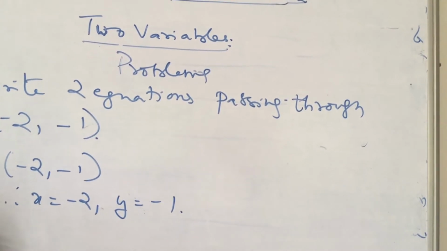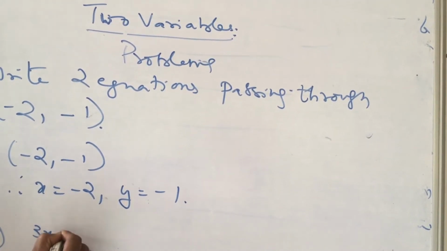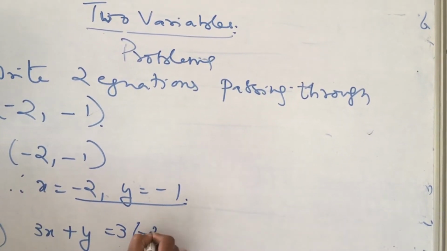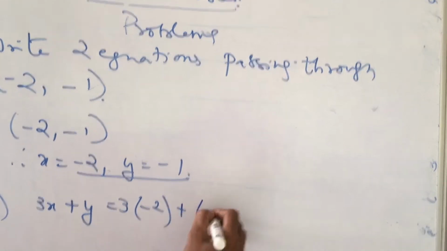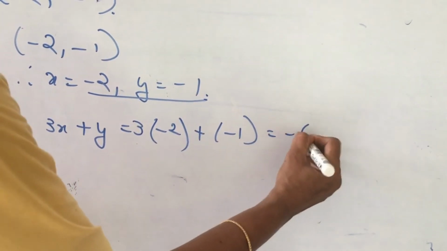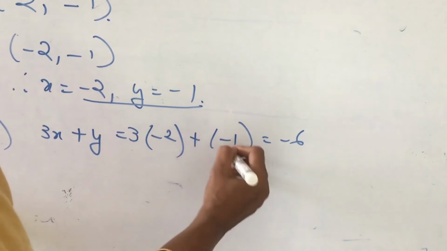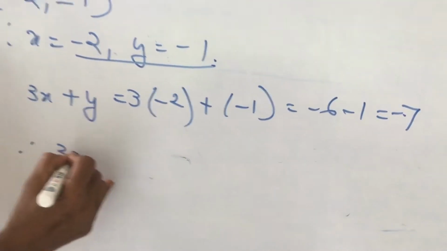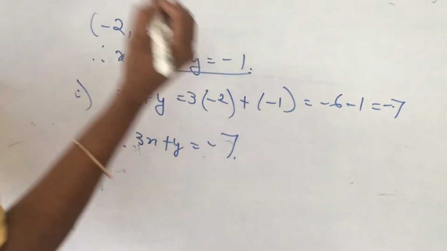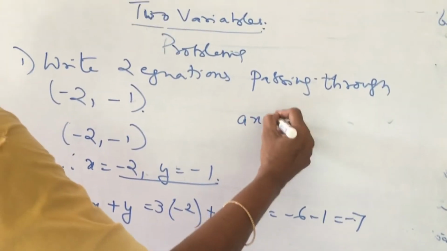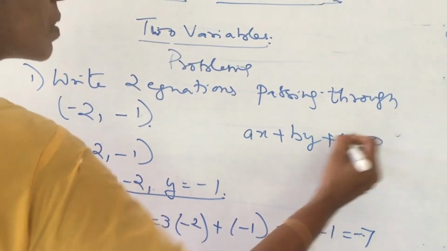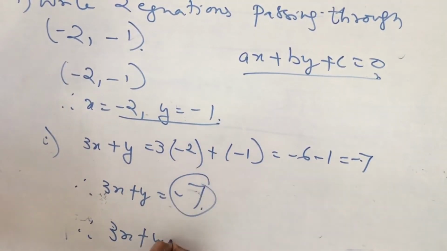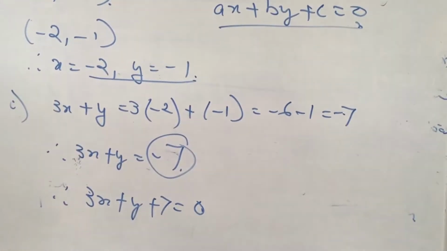Any expression. First one, 3x plus y. And substitute only these values children. 3 into minus 2 plus minus 1, that is minus 6 plus minus 1 is minus 7. Therefore 3x plus y is equal to minus 7. You should have it in the form of ax plus by plus c is equal to 0. The equation becomes, bring minus 7 to this side, plus 7.